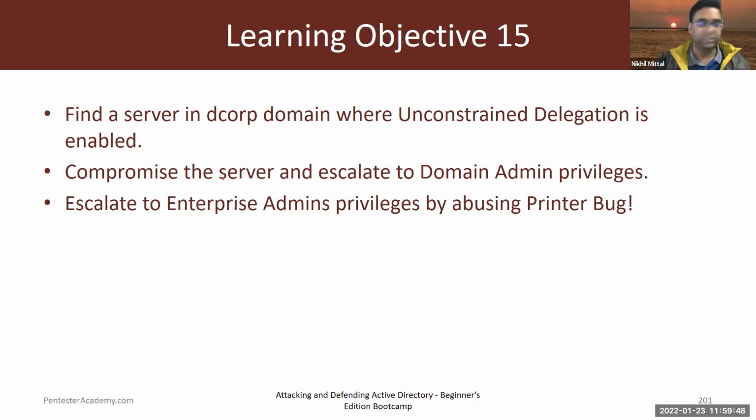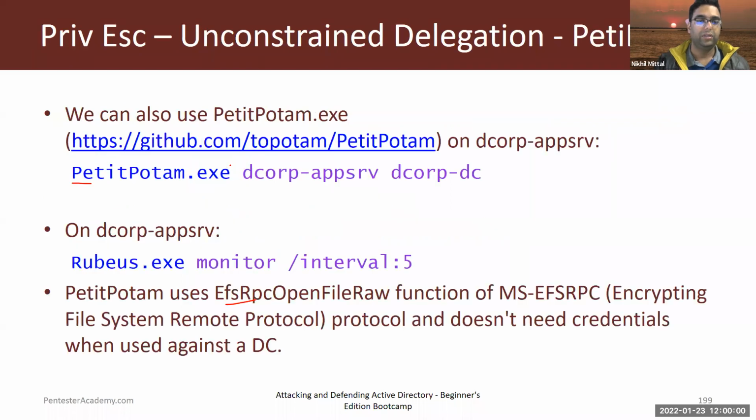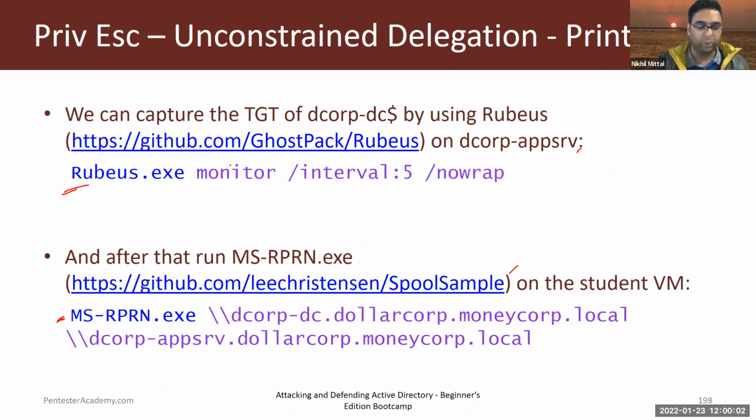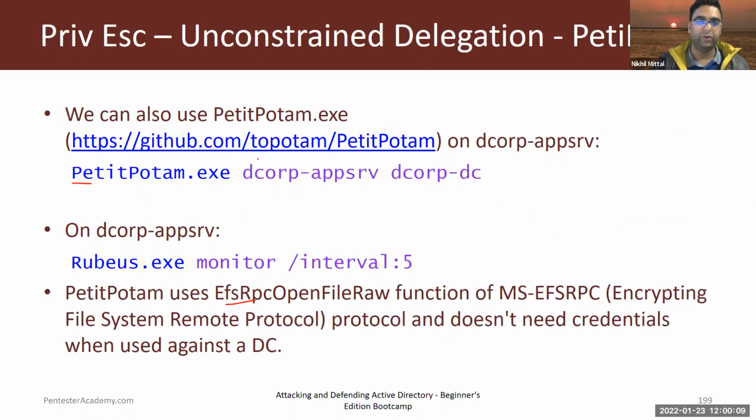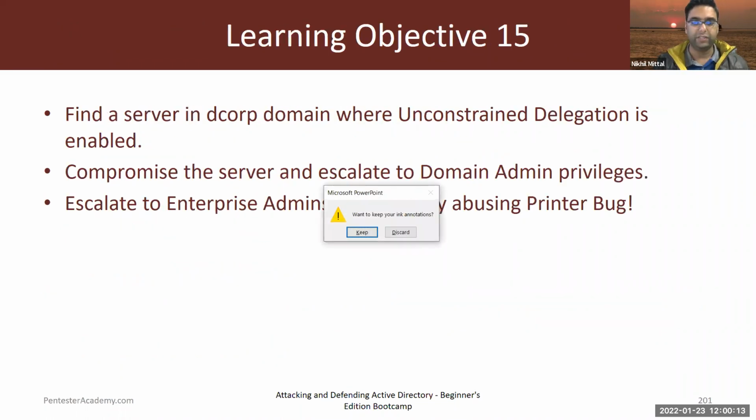What does the PTT do? Okay, that is answered. So the question was, what does this PTT do? That's a shorthand for pass the ticket. So it injects the ticket in the current process. Yes. So if your SpoolSample or MS-RPRN doesn't trigger an authentication, then go for PetitPotam. All right, let's try this.